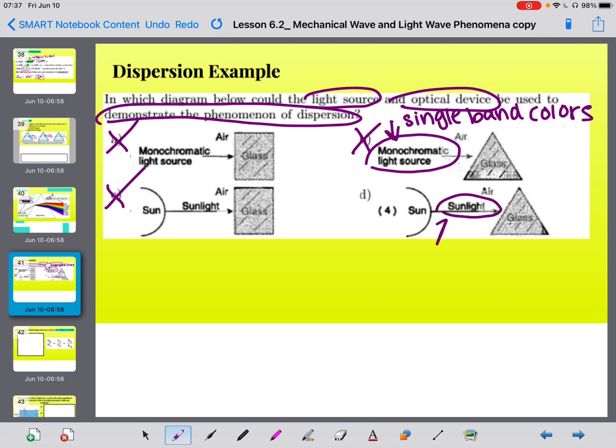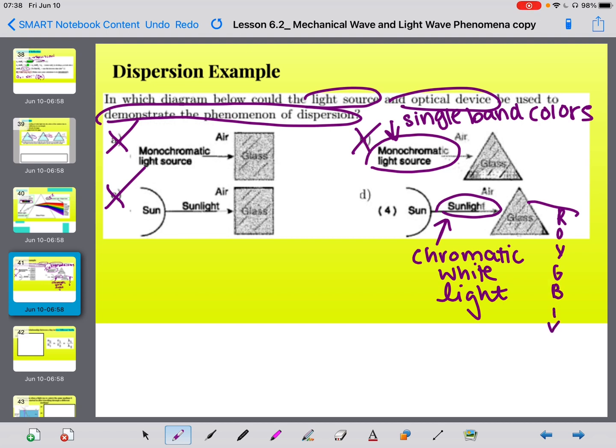So we consider sunlight to be our chromatic white light right here. And what that means is that when it passes through that glass prism, ROY G. BIV is coming out on the other side. Okay, so choice D, or choice 4, is the answer here.